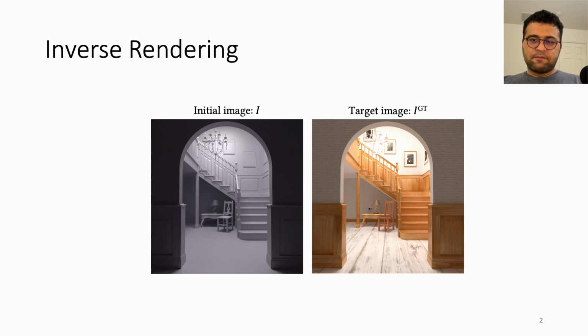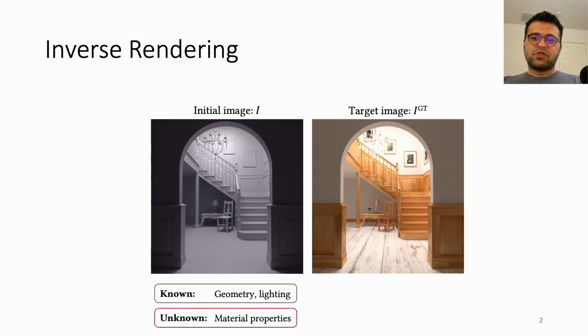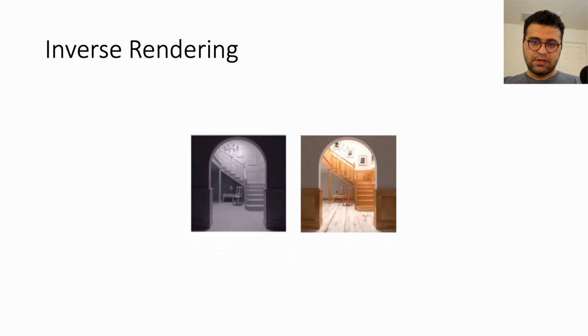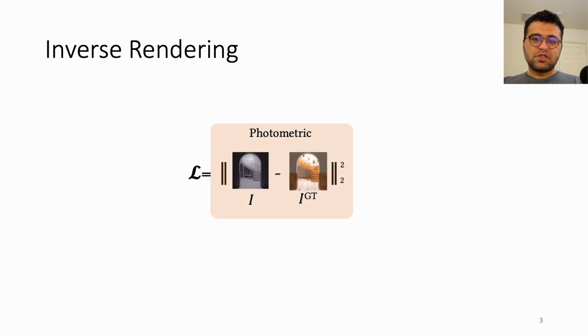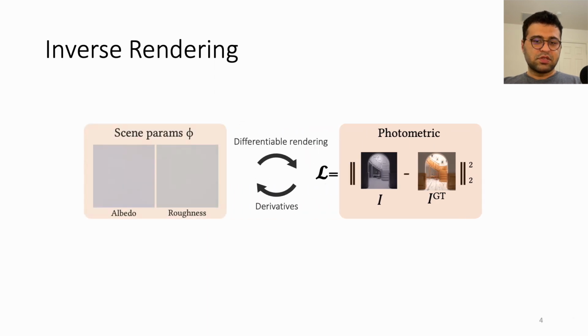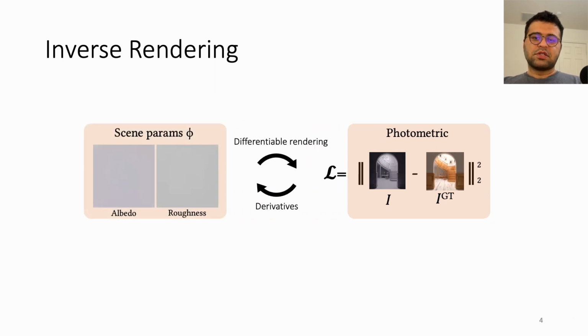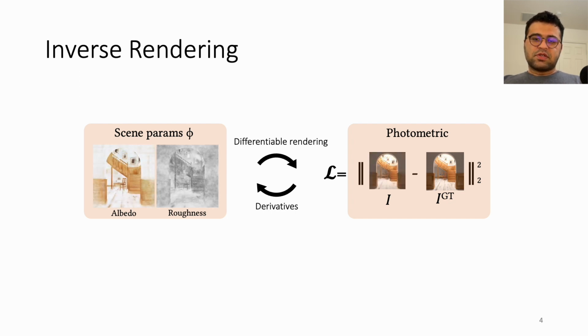As an example, in this room, we aim to find material properties under known 3D mesh and known lighting such that our rendering I matches the target state. To achieve this, we can define a loss function such as L2 between the rendering and the target state, and use gradient-based optimization to find the correct scene parameters. With the help of a differentiable renderer, we can compute the gradients with respect to the scene parameters and optimize them through multiple gradient steps.